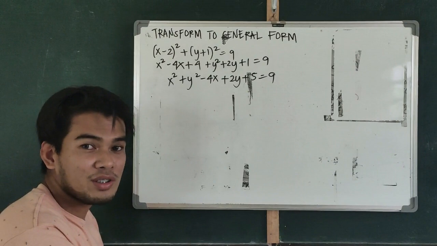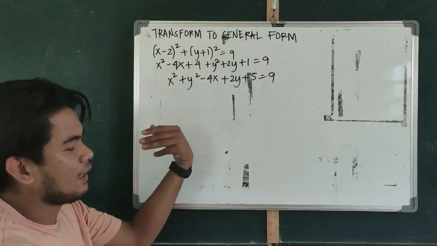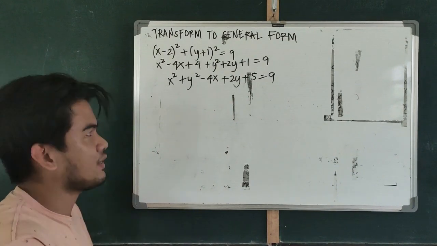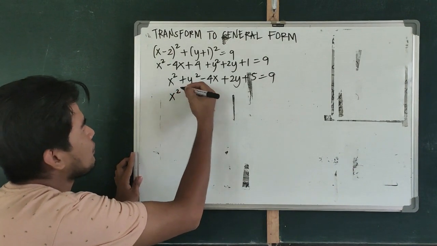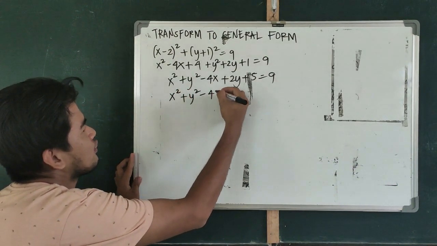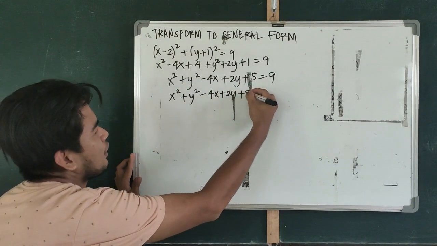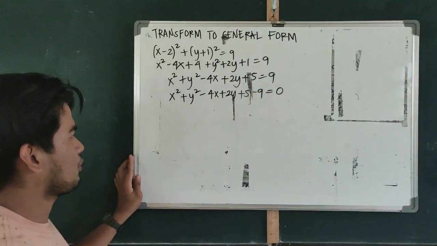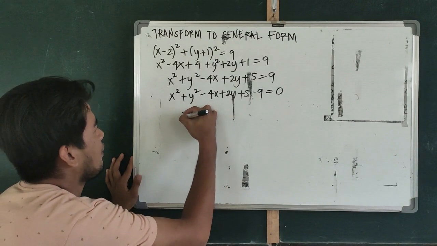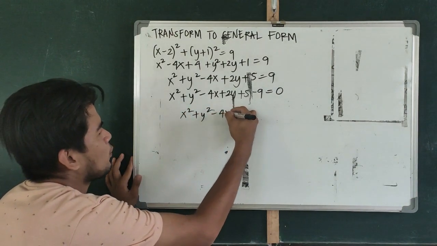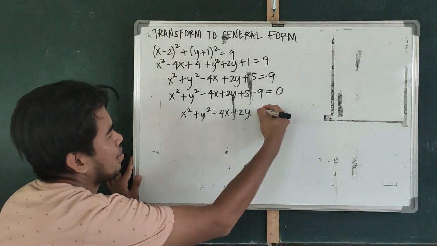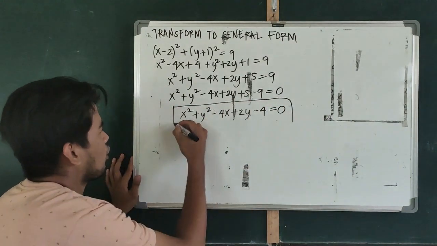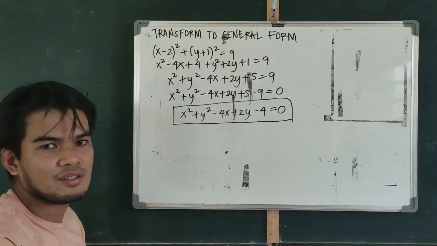So, yan na ba ang sagot? Hindi pa. So, kailangan pa nating ilipat si 9 going to the left side kasi in our general form, dapat 0 yung maiwan doon sa right side. So, we simply copy x squared plus y squared minus 4x plus 2y plus 5, and then transposing positive 9 to the left side, it will be negative 9 is equal to 0. So, combining the constant terms, we have x squared plus y squared minus 4x plus 2y, 5 minus 9 is negative 4, is equal to 0. This is the general form of the circle. Okay?